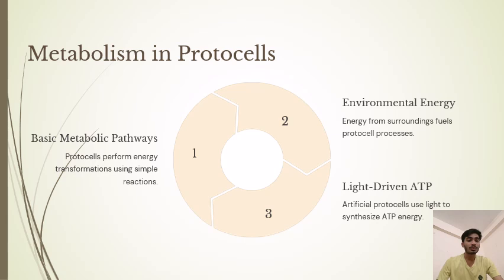Nutrient uptake: protocells may take in nutrients from their environment. Waste removal: protocells may eliminate waste products. Chemical reactions: protocells may facilitate chemical reactions such as synthesis or degradation of molecules. Types of metabolism in protocells. Autotrophic metabolism: protocells produce their own food through chemical reactions. Heterotrophic metabolism: protocells rely on external sources of nutrients.